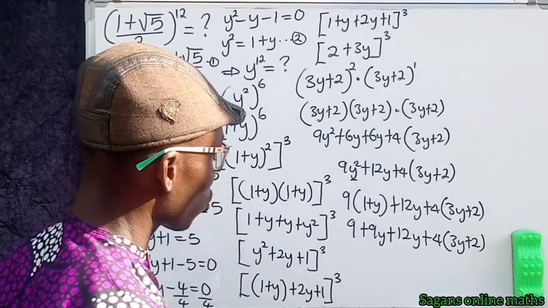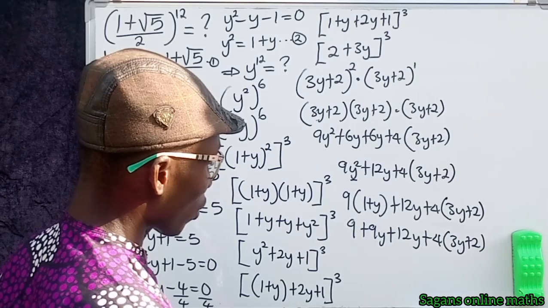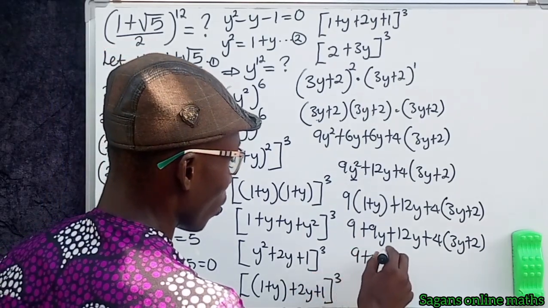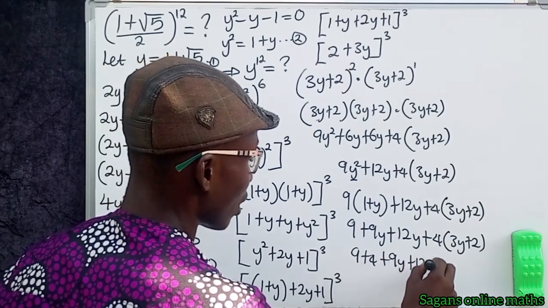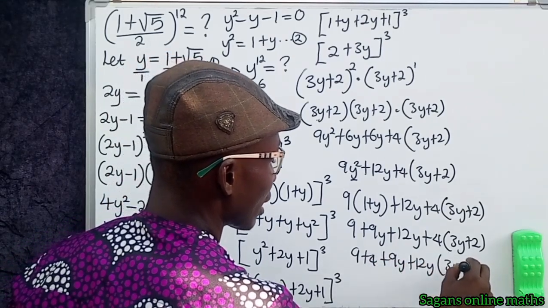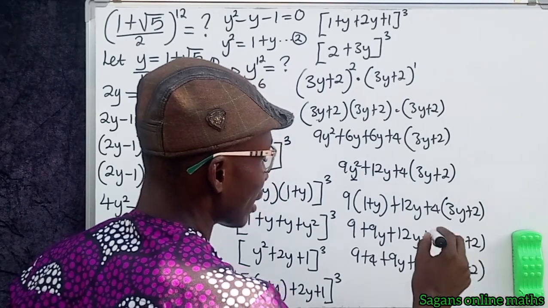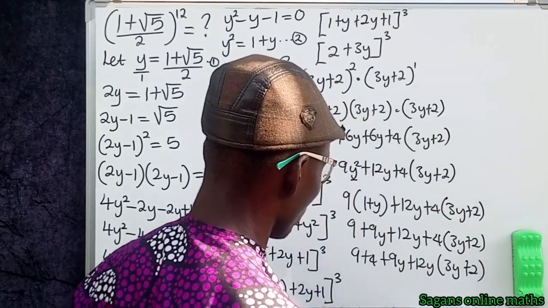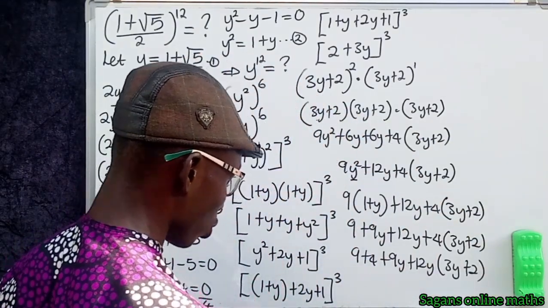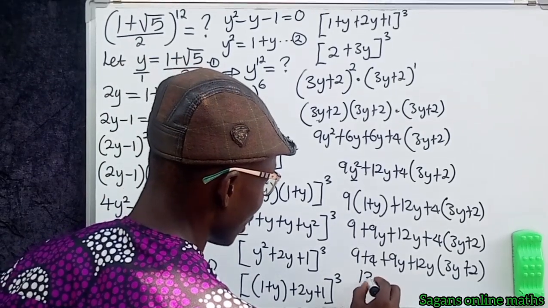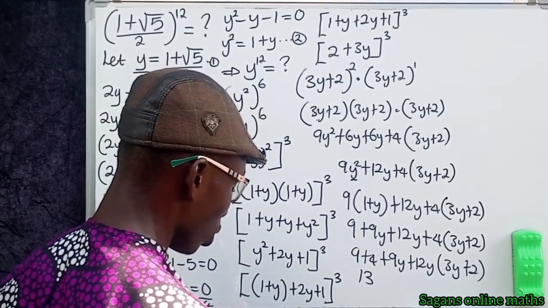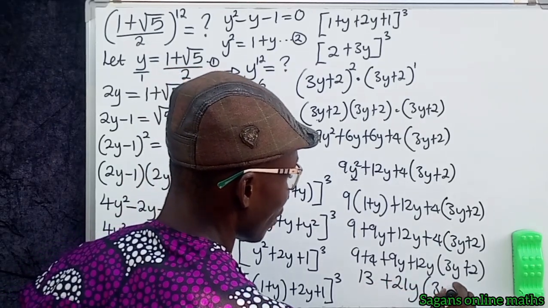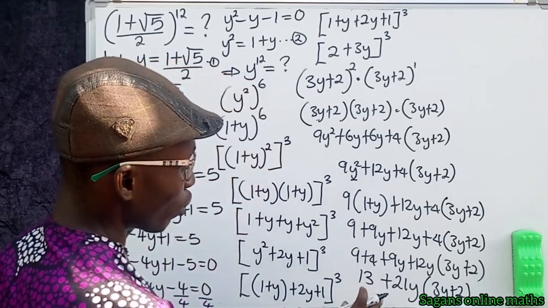Now from here, what are we going to do? I want to add our like terms. So 9 plus 4 plus 9y plus 12y, into (3y + 2), right? Now let's add something very interesting. 9 plus 4 is going to give us 13. Then 9y plus 12y is going to give us 21y. So this is plus 21y, then into (3y + 2), right?